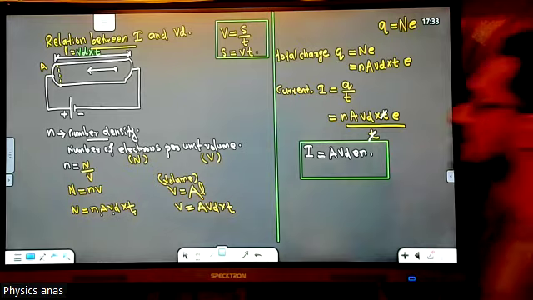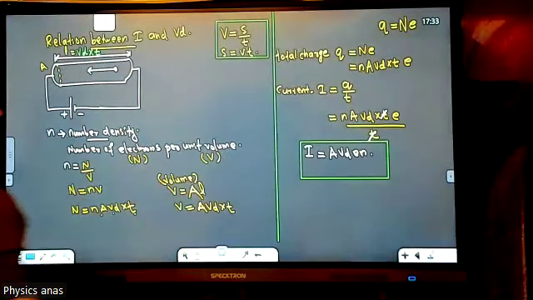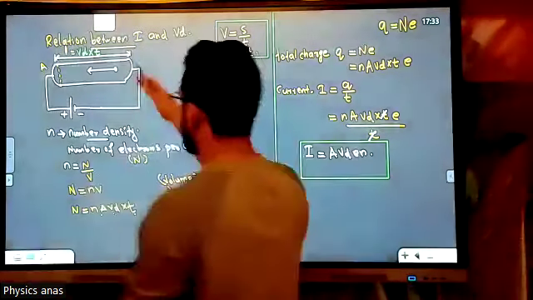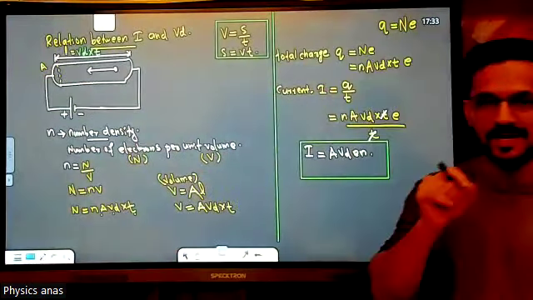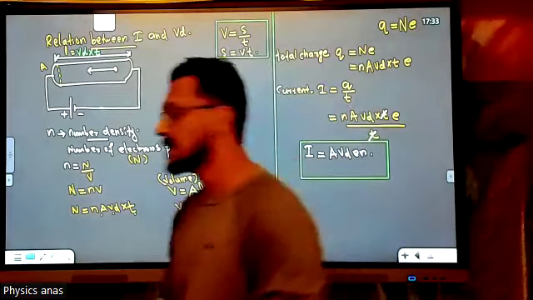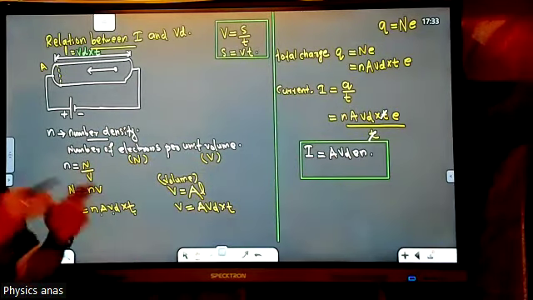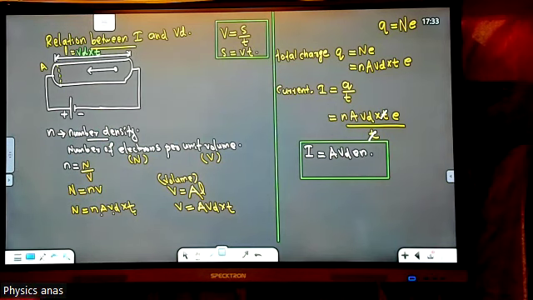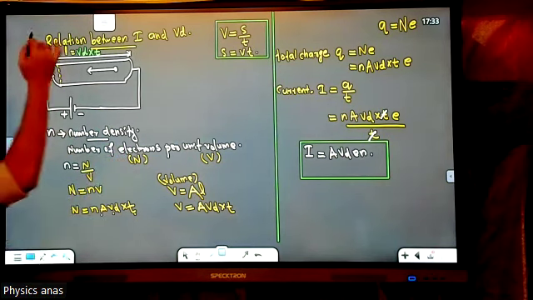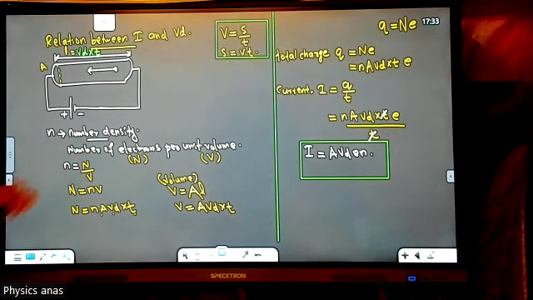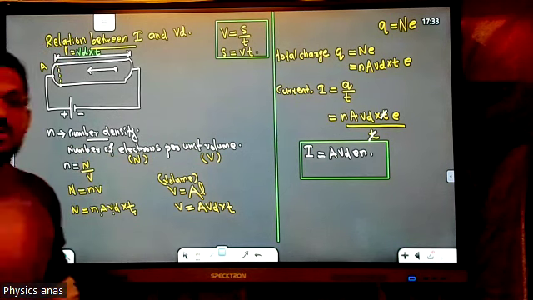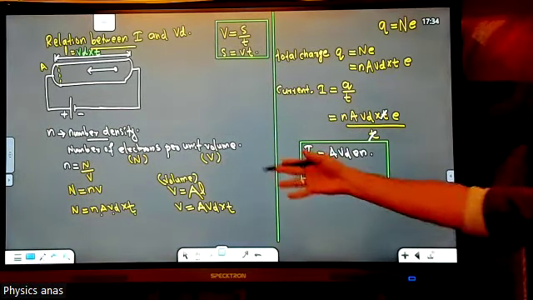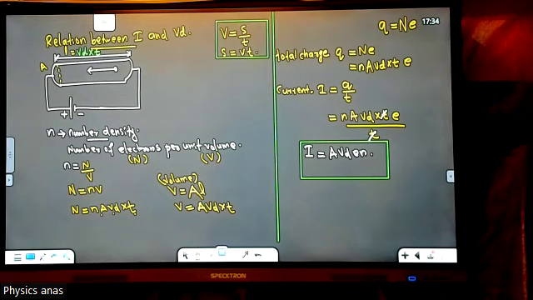The only thing you have to remember is you can write L as Vd into t, velocity into time. This is the figure. And n is what? Number density. What is the number density? Number density is the number of electrons per unit volume. If you write the number of electrons as capital N and volume as V, then small n is equal to capital N by V. So the number of electrons, capital N, will be small n into V.